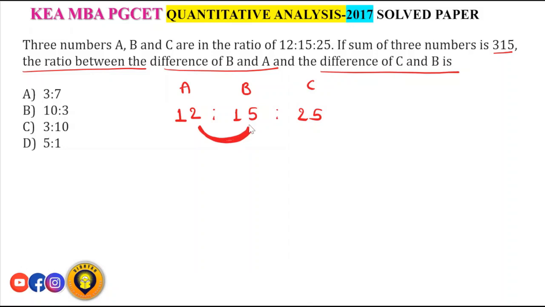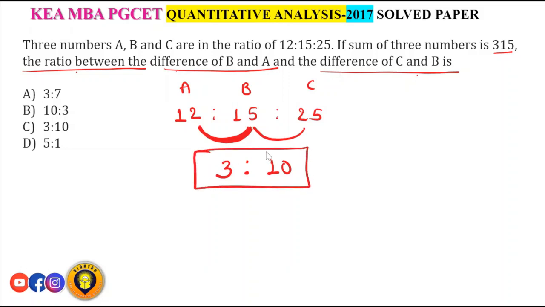A is 12 unit, B is 15 unit, C is 25 unit. What is the difference between B and A? Difference between B and A is 3 unit. And the difference between C and B? Difference between C and B is 10 unit. So they asked what? Ratio between difference of B and A and the difference of C and B. So the ratio is what? 3:10. So the answer is option C, 3:10. So this thing was not required. So it was of no use. So directly you can get the answer. The answer here is 3:10.